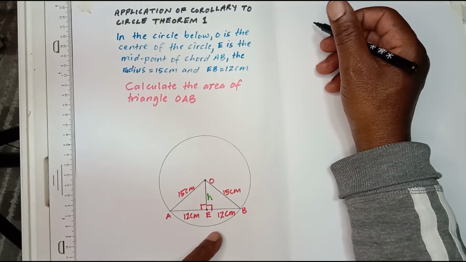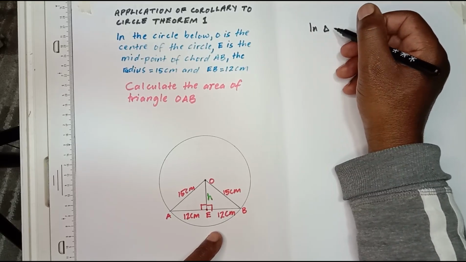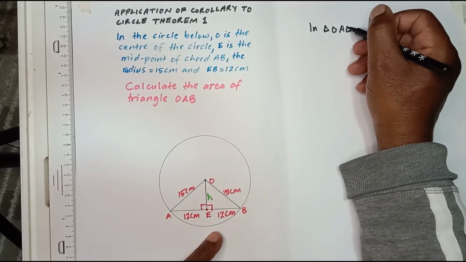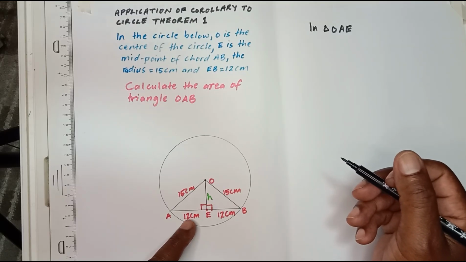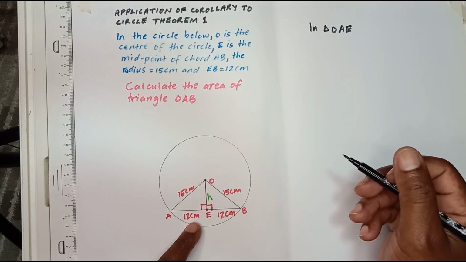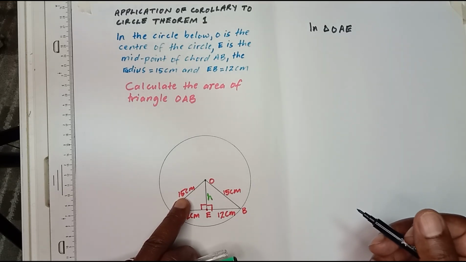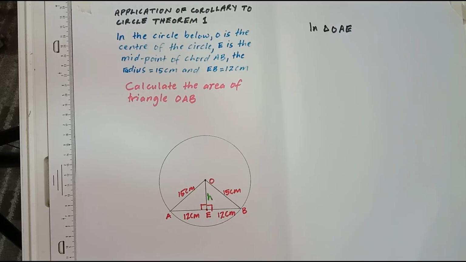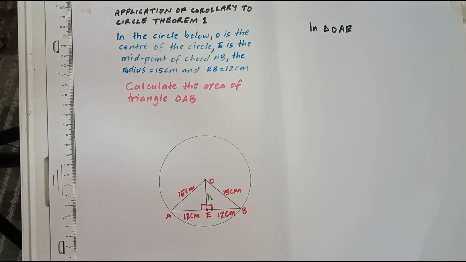let's pick one triangle there, and we say in triangle OAE, we can see that we are given one side which is 12 centimeters and the other side which is 15 centimeters. The side which is 15 centimeters is opposite to the right angle. So this is the hypotenuse, the longest side of the triangle, 15 centimeters.